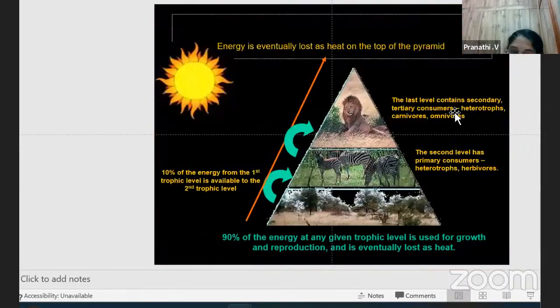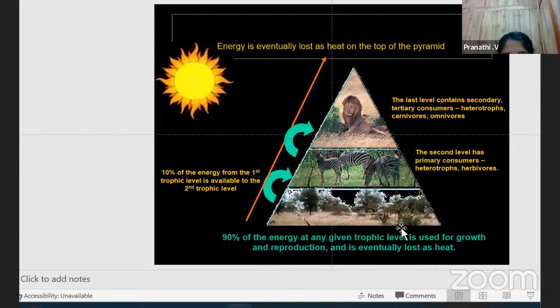Yes. So you have the primary producers. They in turn are giving the energy to the secondary or the primary consumers, which are the heterotrophs and the herbivores, and finally to the tertiary consumers, the top, right? So this is how energy is lost as heat till the top of the pyramid. Most amount of energy is actually present in the trophic level, which is the primary consumer's level.